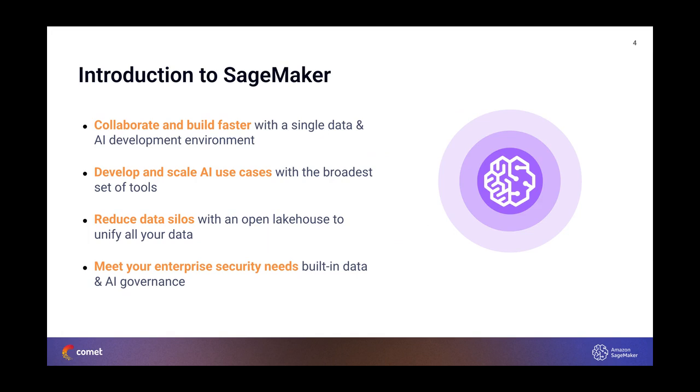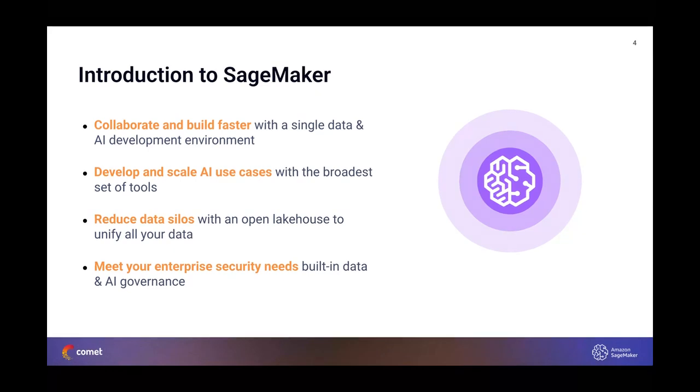Amazon SageMaker is a machine learning service on AWS that provides tools to build, train, and deploy machine learning models at scale. It simplifies machine learning workflows by offering a managed infrastructure, managing model lifecycles from build to deploy, and integrates with other services on AWS. SageMaker enables machine learning practitioners to collaborate and build faster with a single data and AI environment, accelerating time to production. It offers a broad set of tools for data scientists and ML engineers to build, deploy, and scale across both traditional ML and GenAI use cases.